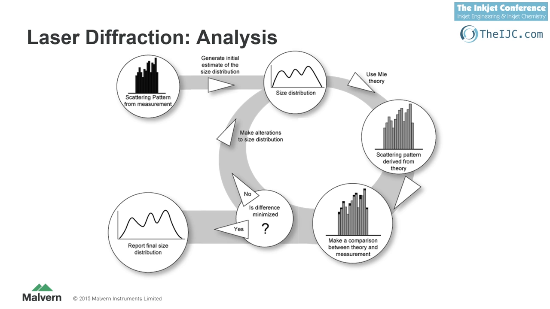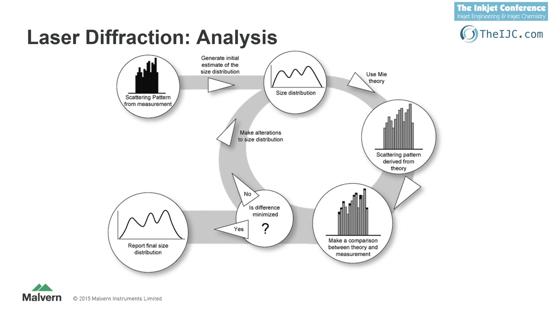What you will see at the end of the measurement is the size distribution, but also that final comparison between theory and measurement. And that's one of the ways that we make sure that our optical properties are accurately modeling the scattering data that we've measured. So that's how we get from scattering data to a size distribution.